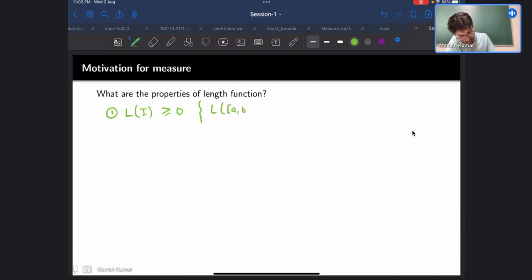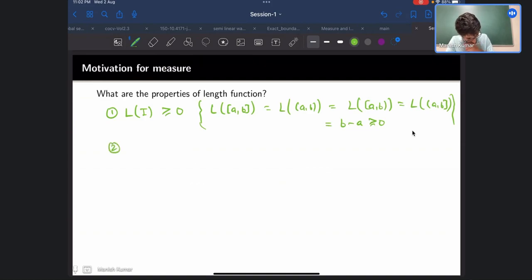Any interval will be of this form, or of this form, or of some half-open form, or of this format. In each case, the length of the interval is nothing but b minus a, and this is always greater than or equal to 0. Right? So the length is a non-negative quantity.